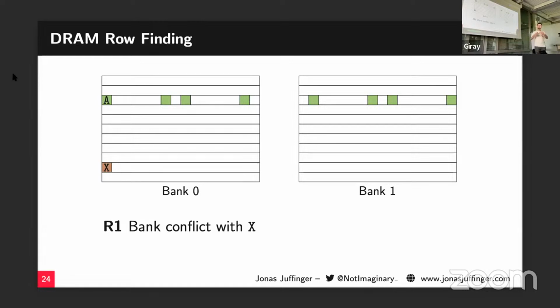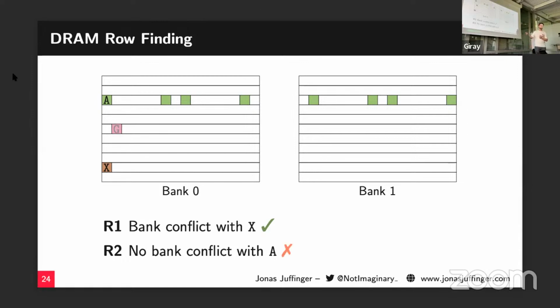So if we now go through the memory and check if we see a bank conflict with X. If we, for example, get this page, we see a bank conflict. Perfect. But this is actually not the page that we want because it's not in the same row. So there's a second requirement. We want no bank conflict with A.